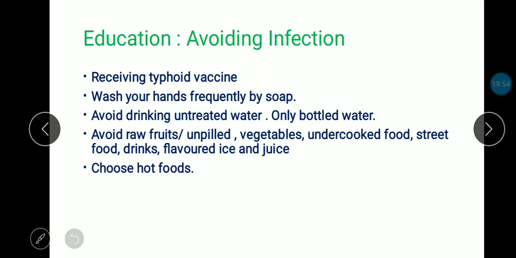Medicines are not sufficient alone, but along with that, this education is also essential for the control of typhoid fever.